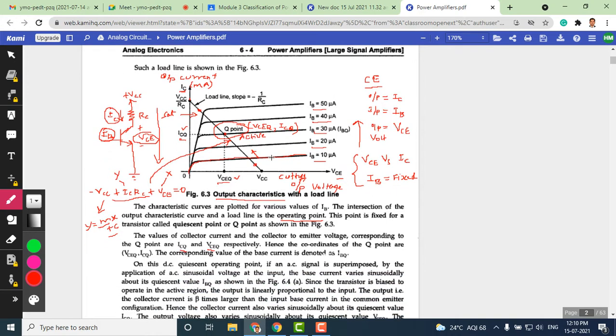Look at here. Where is the cutoff region? It is the x-axis. Why is the x-axis called the cutoff region? Any specific reason? Why is this cutoff region located on the x-axis? Look at the base current here. What is the base current on the x-axis? What is the value of base current on the x-axis? It's 0, right?